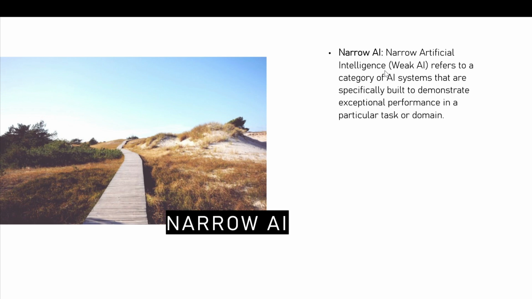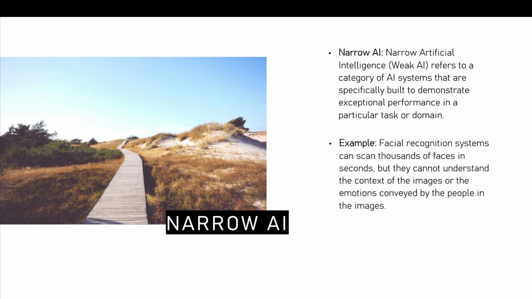Narrow artificial intelligence, also known as weak AI, defines a category of AI systems that are specifically built to demonstrate exceptional performance in a particular task or domain. Meaning that this type of AI model is built to work in a specific domain. They don't have knowledge beyond their specific domain. They are just designed to perform what they have been designed for. If we expect the AI model to perform beyond their specific range of domain, then they are not capable of it. For example, facial recognition systems can scan thousands of faces in seconds, but they cannot understand the context of images or the emotions conveyed by the people in the images.